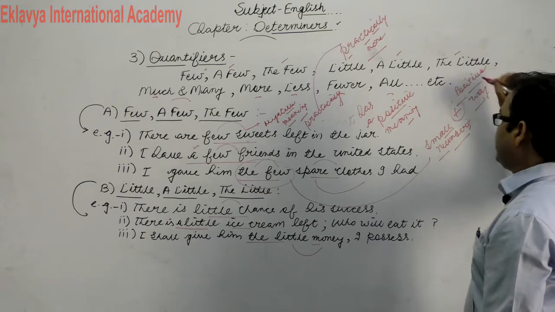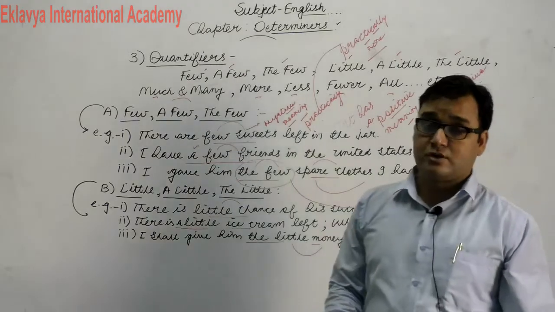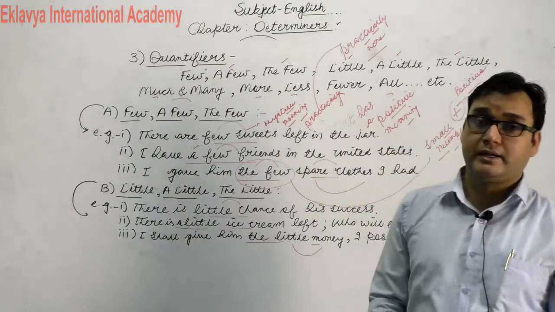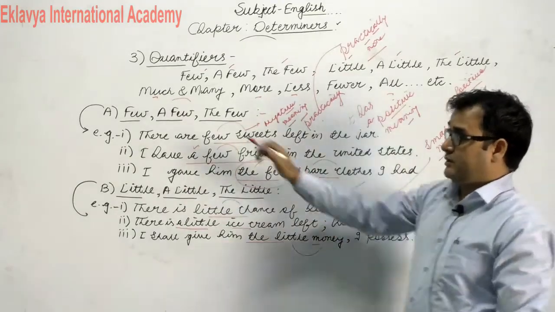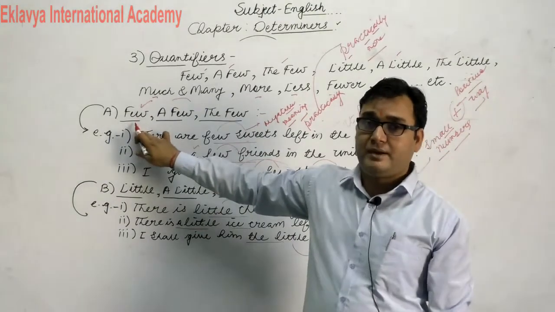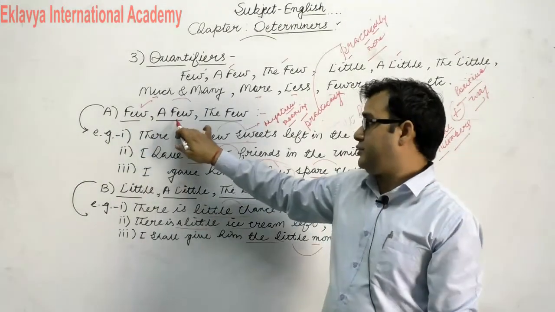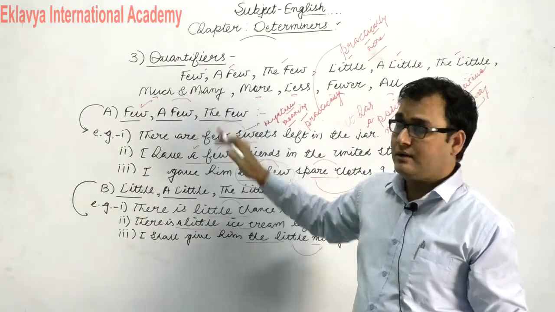Okay, so I gave him the few spare clothes I had, that is, whatever few spare clothes I had, I gave them to him. It's all about your few. Basically the word few has a negative meaning, which means practically none. A few has a positive meaning. The few basically speaks about small numbers.